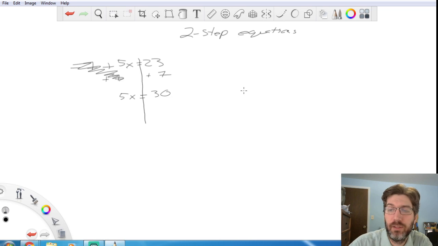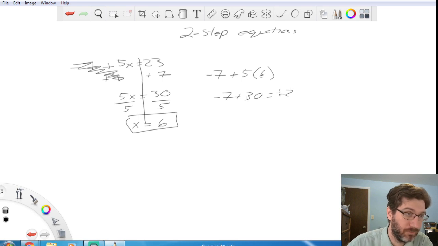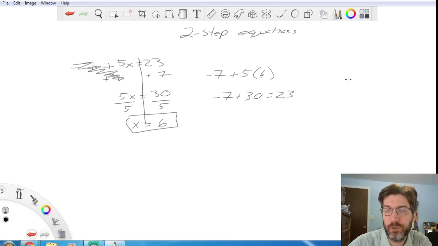After that, you're going to divide by 5 and divide by 5. This gives you x equals 6. So there's your answer. And again, you can check it. We have negative 7 plus 5 times 6. 5 times 6 gives you 30, so negative 7 plus 30 gives you, I'm sorry, positive 23, because the 30 is the larger.